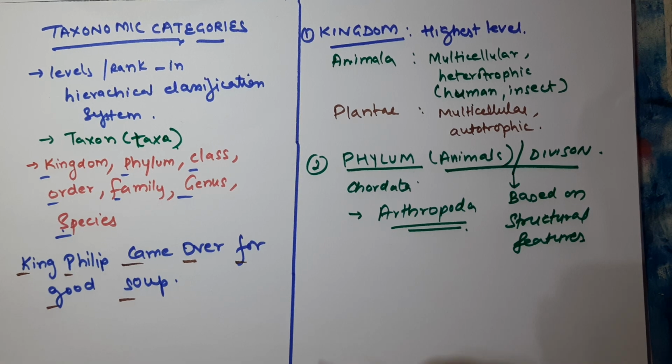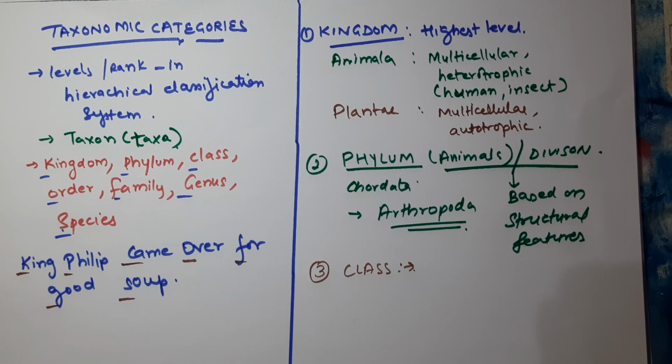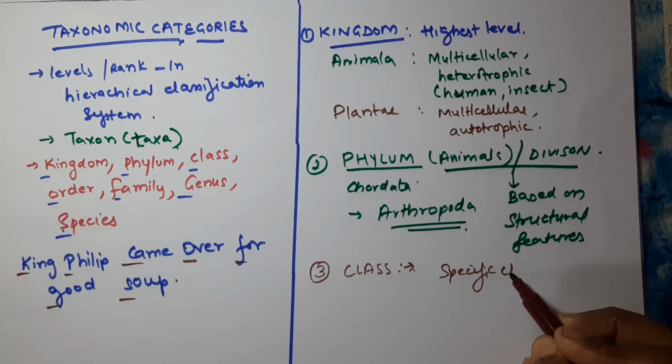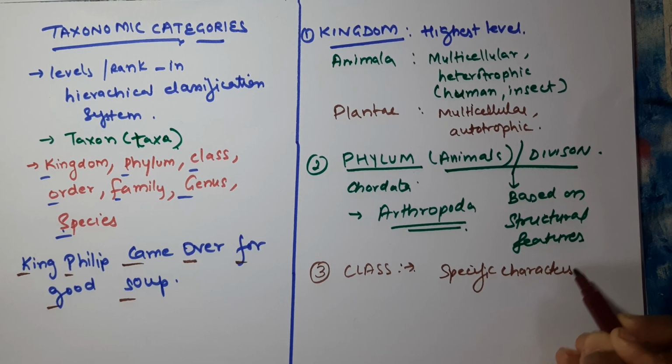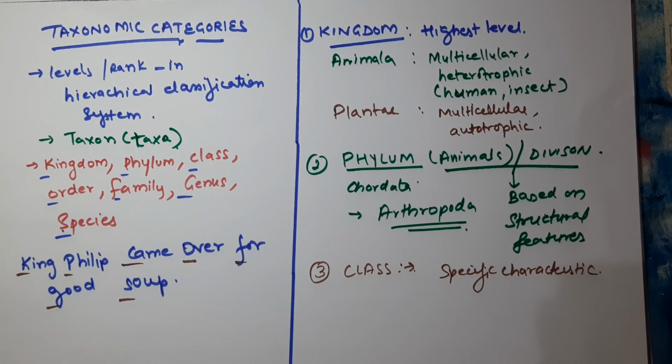Okay, then comes the class. So class is grouping the organism within the phylum or division based on the specific characteristics. Okay. So on the top will be the kingdom. Under kingdom there will be a phylum, and under the phylum there will be a class. Okay. So here the organisms are grouped within the phylum or division based on the specific characteristics. Like suppose if you are talking about the mammals, the organism with the mammary glands, hairs, and the warm-blooded, okay, they are put under the Mammalia.